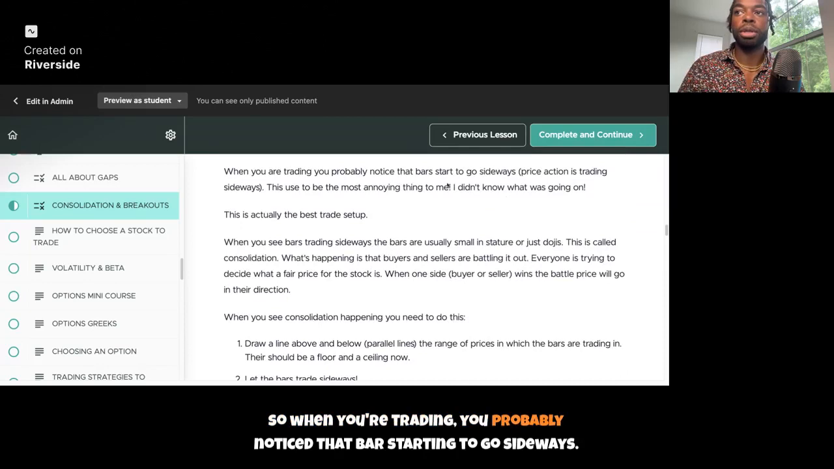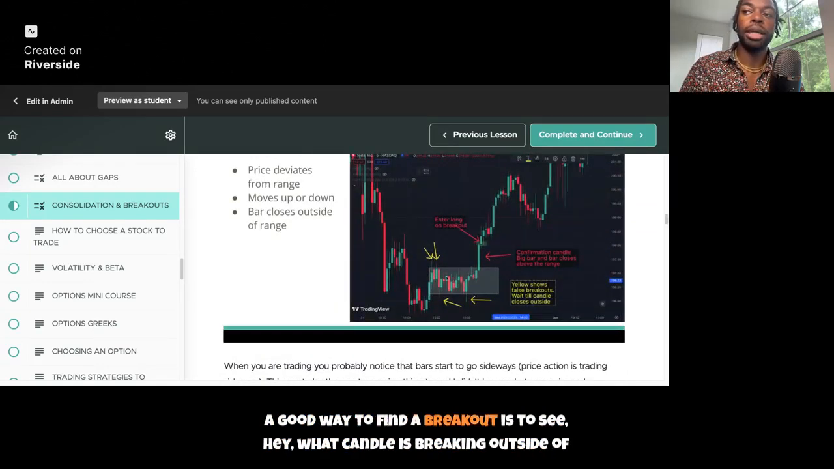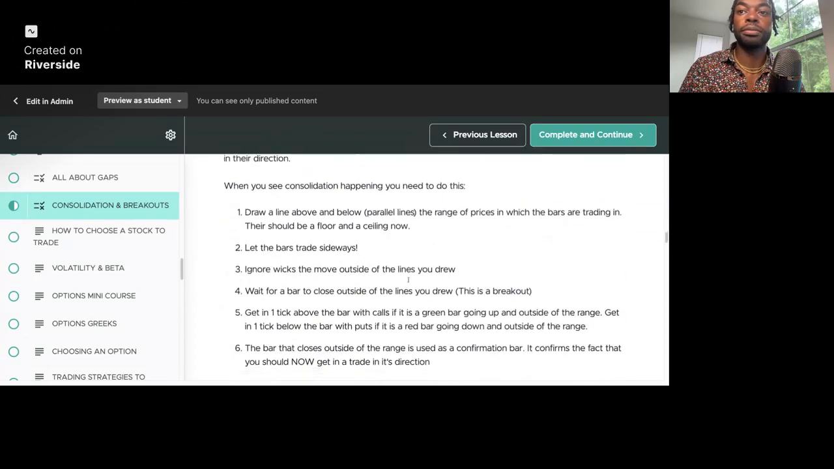So when you're trading, you probably notice that bars start to go sideways. A good way to find a breakout is to see, hey, what candle is breaking outside of the range.